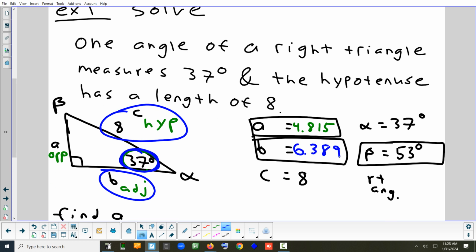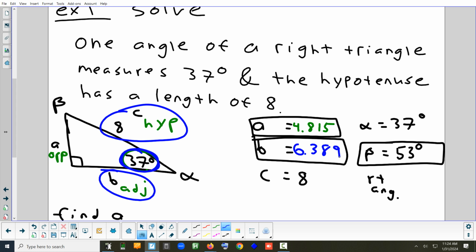Now, if you had extra time and you wanted to double check your answer, you could try a squared plus b squared and see if it comes out to about 64. It should. If you did it right, it's probably going to come out to like 63.99 or something. 64.003546. Okay, so close. It's not exact because we rounded. Yep. All right, and that's how you solve a triangle where they give you a side and an angle.